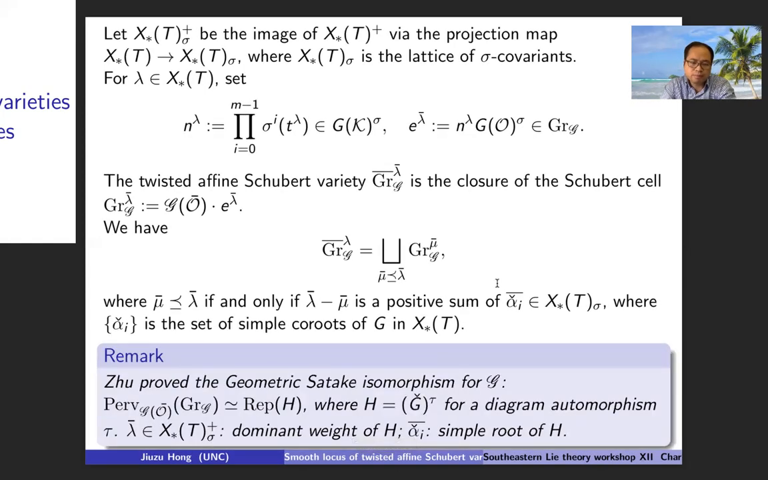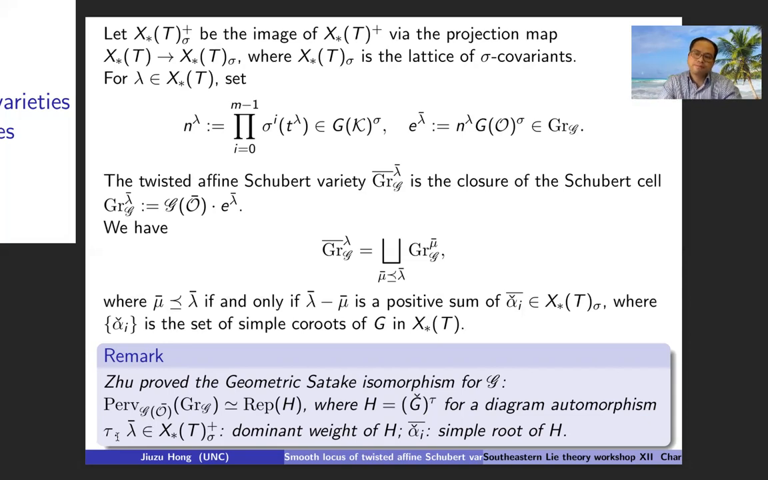So I want to make a remark to explain more conceptually this closure relation. Jiuzu proved a version of the geometric Satake correspondence for this special parahoric scheme. He proved that the category of spherical perverse sheaves on the affine Grassmannian is equivalent to the representation category of a certain algebraic group H. So H is the Langlands dual group of G, and you take the tau-fixed points, and this tau is a diagram automorphism associated to sigma. Okay, so one can think in this way.